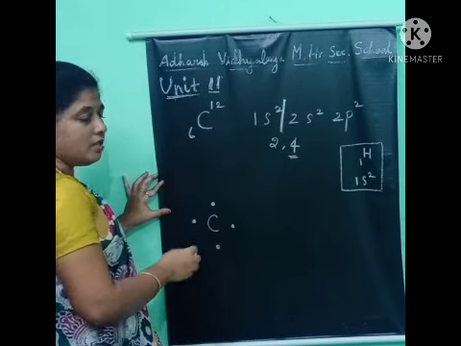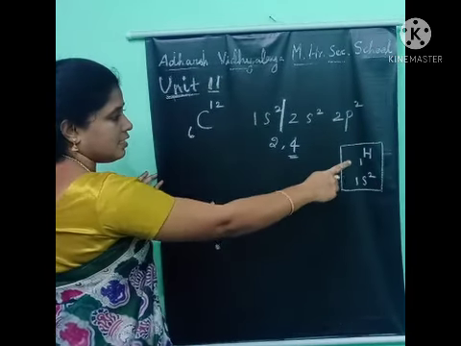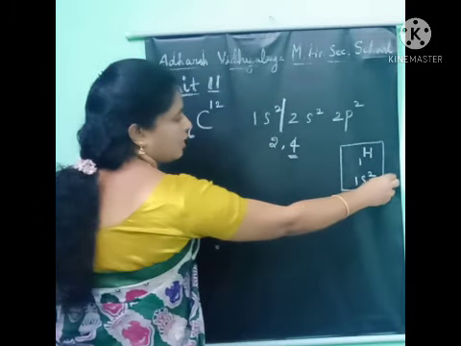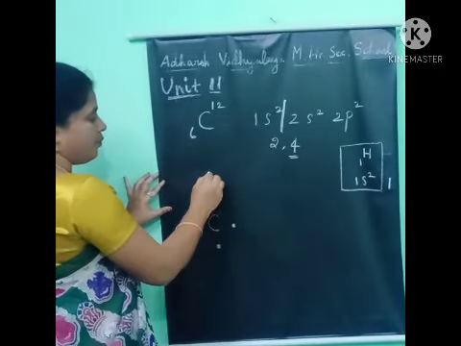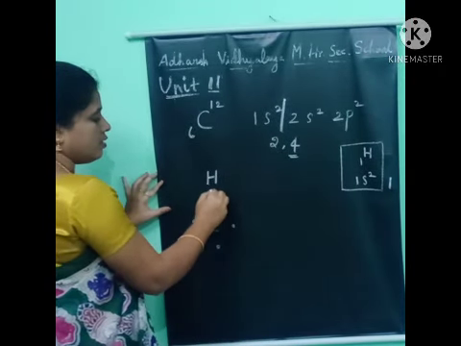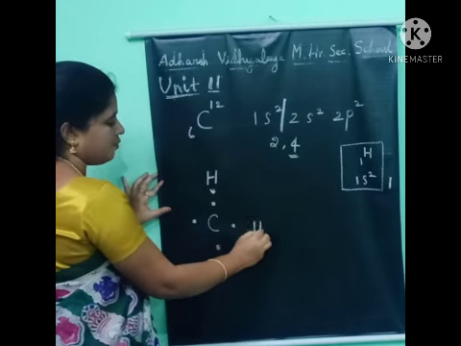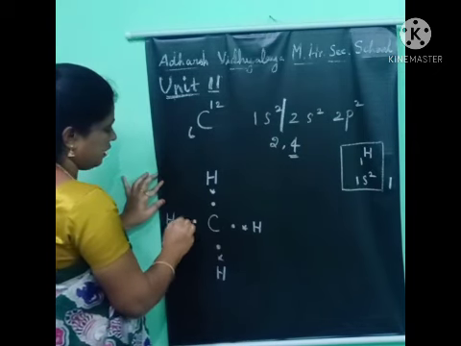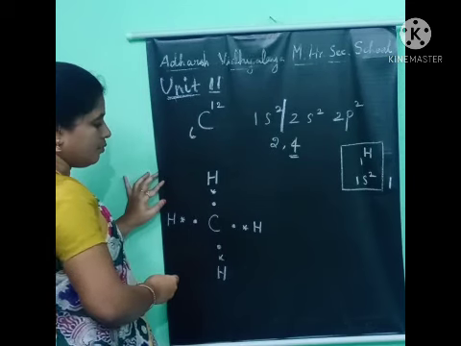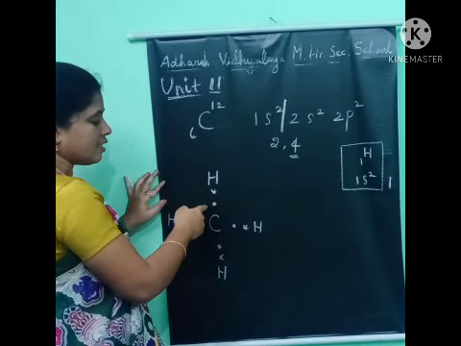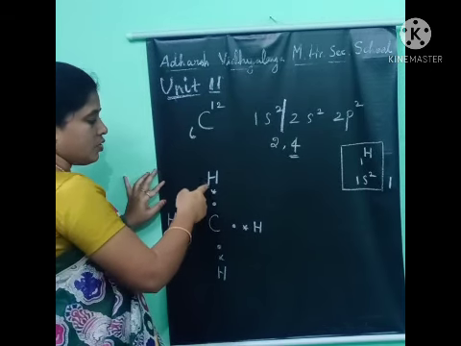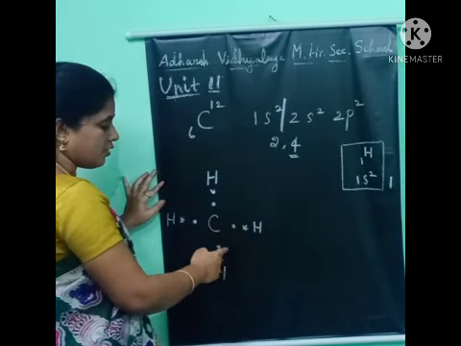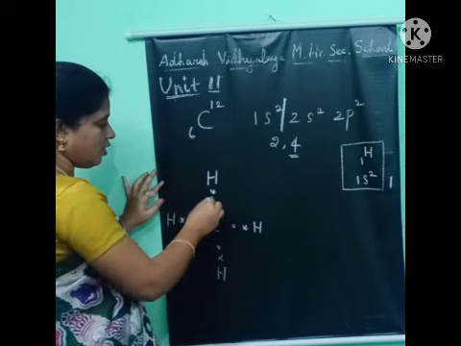For a simple example, carbon bonded with hydrogen. Hydrogen atomic number 1, electronic configuration 1s2. How many electrons are present in the outermost orbital? 1. So, hydrogen electron representation is a star. Four hydrogen atoms bonded with the carbon atom. Now hydrogen also attains the stable electronic configuration 1s2. So hydrogen's outermost electrons are 2 now. This hydrogen, this hydrogen, carbon also.